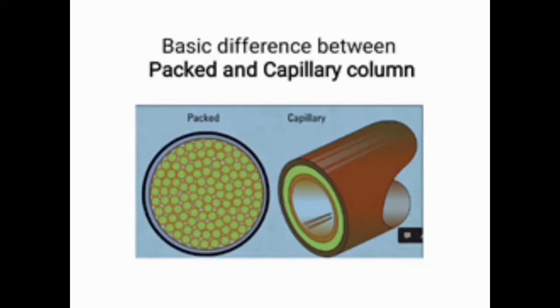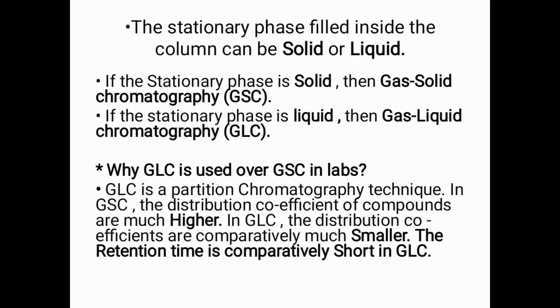This is the image of a packed and a capillary column. The stationary phase filled inside the column can be either solid or liquid. If the stationary phase is a solid, it is called gas solid chromatography, abbreviated as GSC. And if the stationary phase is a liquid, it is called gas liquid chromatography, abbreviated as GLC.